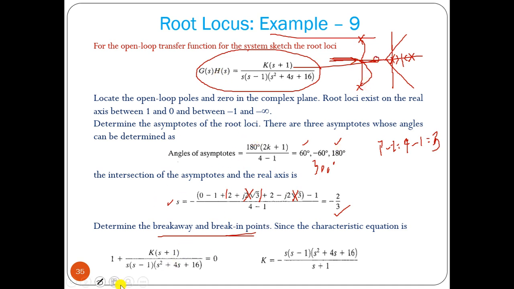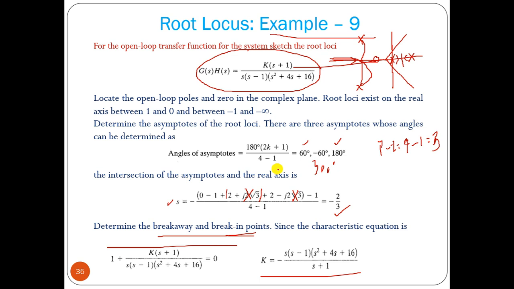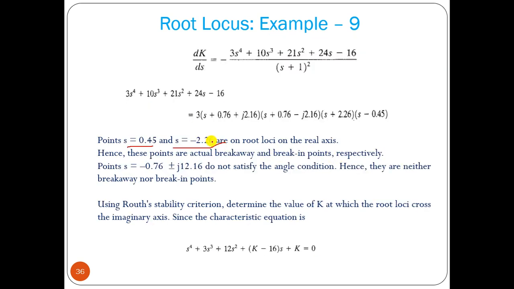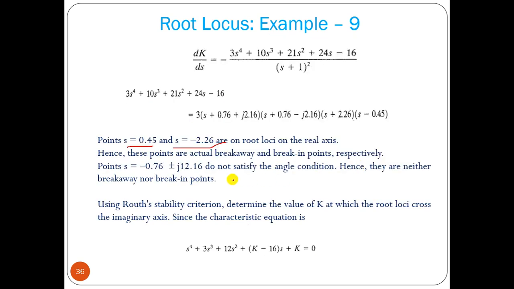So 1 plus GH is equal to 0, the characteristic equation. K equal to what we get? dK/ds equal to 0. If you put, what you will get? The solution s equal to this and s equal to this. Now we can see s equal to 0.45, this is the point here, and s equal to minus 2.26, so that will be the point here. Both are lying on the root locus, so that will be valid.